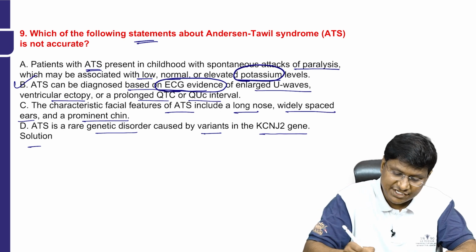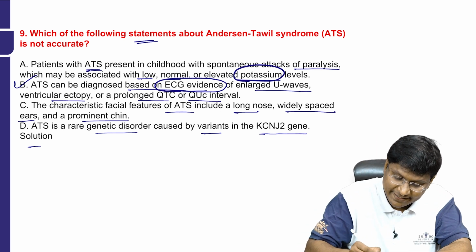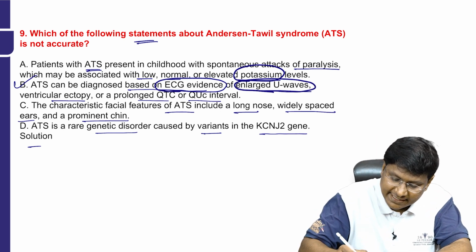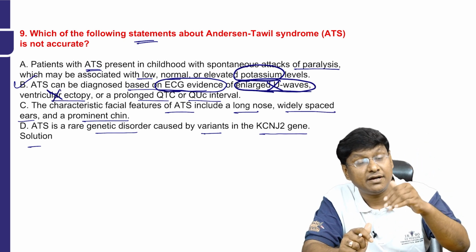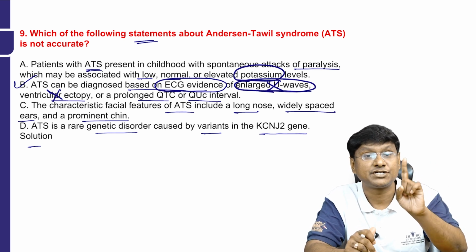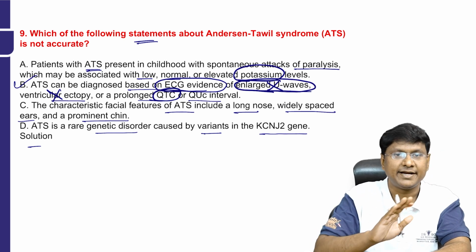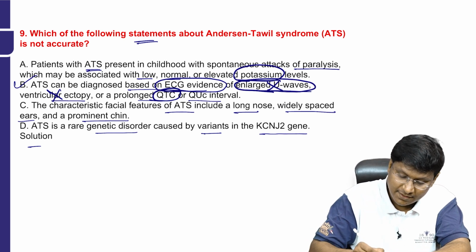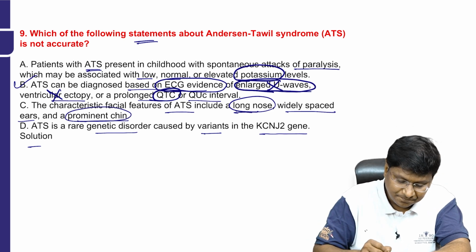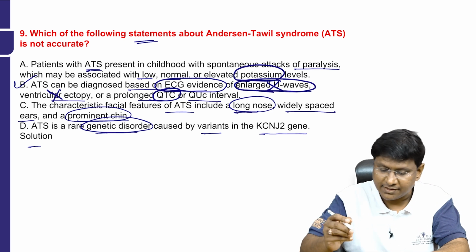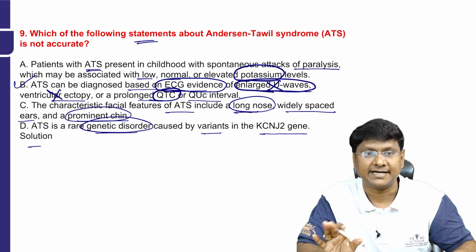And the ECG, what will it show you? Enlarged U waves will not be present. Ventricular ectopics will not be there. Bidirectional VT will be there. Prolonged QT interval, yes, it can be, but enlarged U waves and ventricular ectopics are not found in Anderson-Tawil syndrome. Long nose, widely spaced ears, and prominent chin are features of Anderson-Tawil syndrome, a rare genetic disorder caused by variants in the KCNJ2 gene. So that is the abnormality in Anderson-Tawil syndrome.